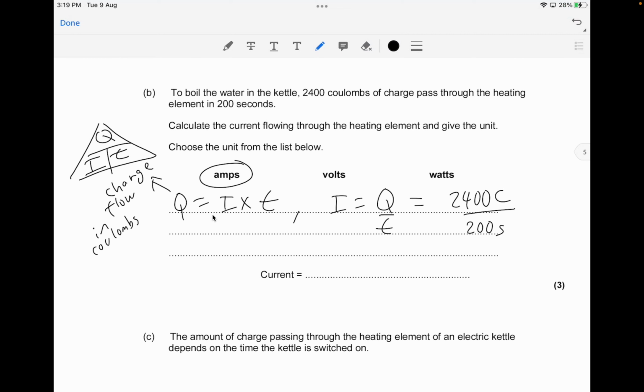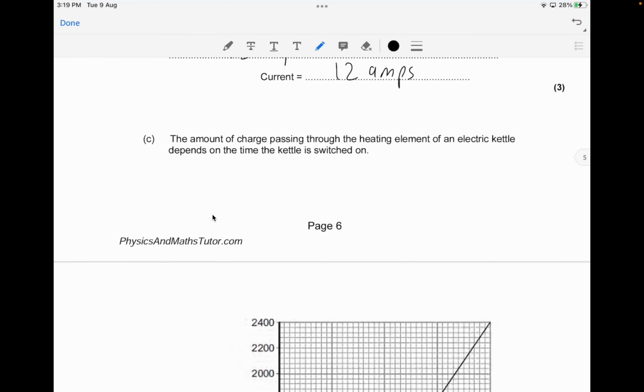So we rearrange the formula where I, which is the current, equals 2,400 coulombs divided by 200 seconds, which is going to give us a value of about 12 amps. So you're going to write down 12 amps here, or you can write it as 12A as well. Doesn't matter, you're just going to write it down as 12 amps since we have to choose a unit from the list below. Right, that's for 3 marks. Let's move on to the next question.